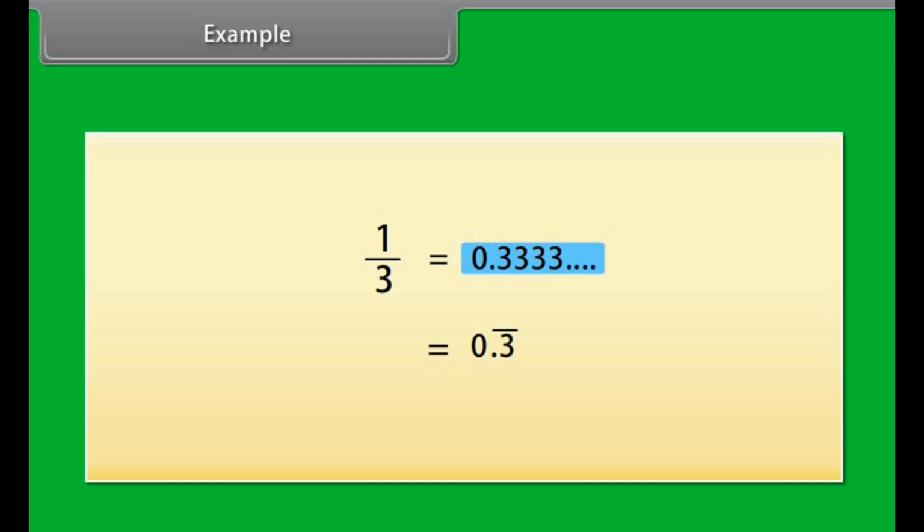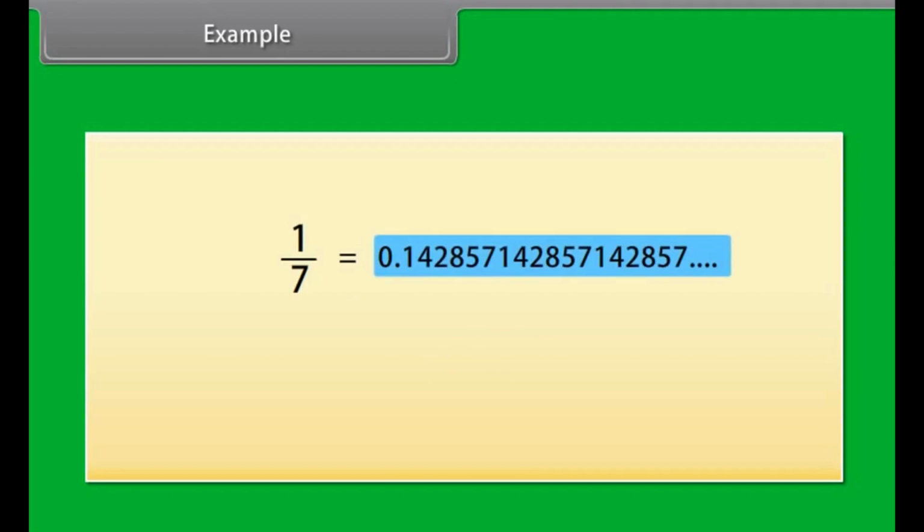Let's take another example. Decimal expansion of 1 by 7 is 0.142857142857 and so on. Here 142857 is repeating. So we can write it as 0.142857 bar.